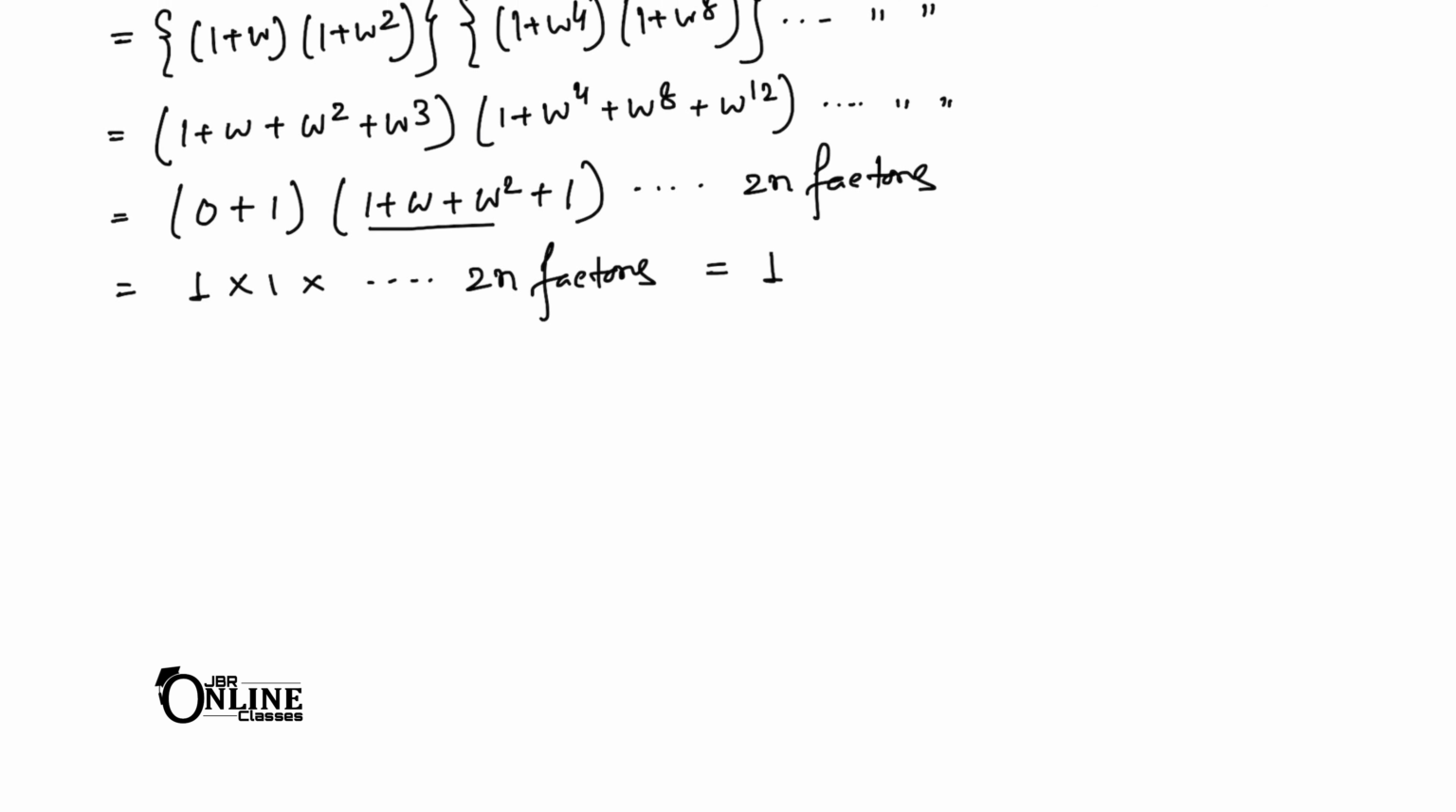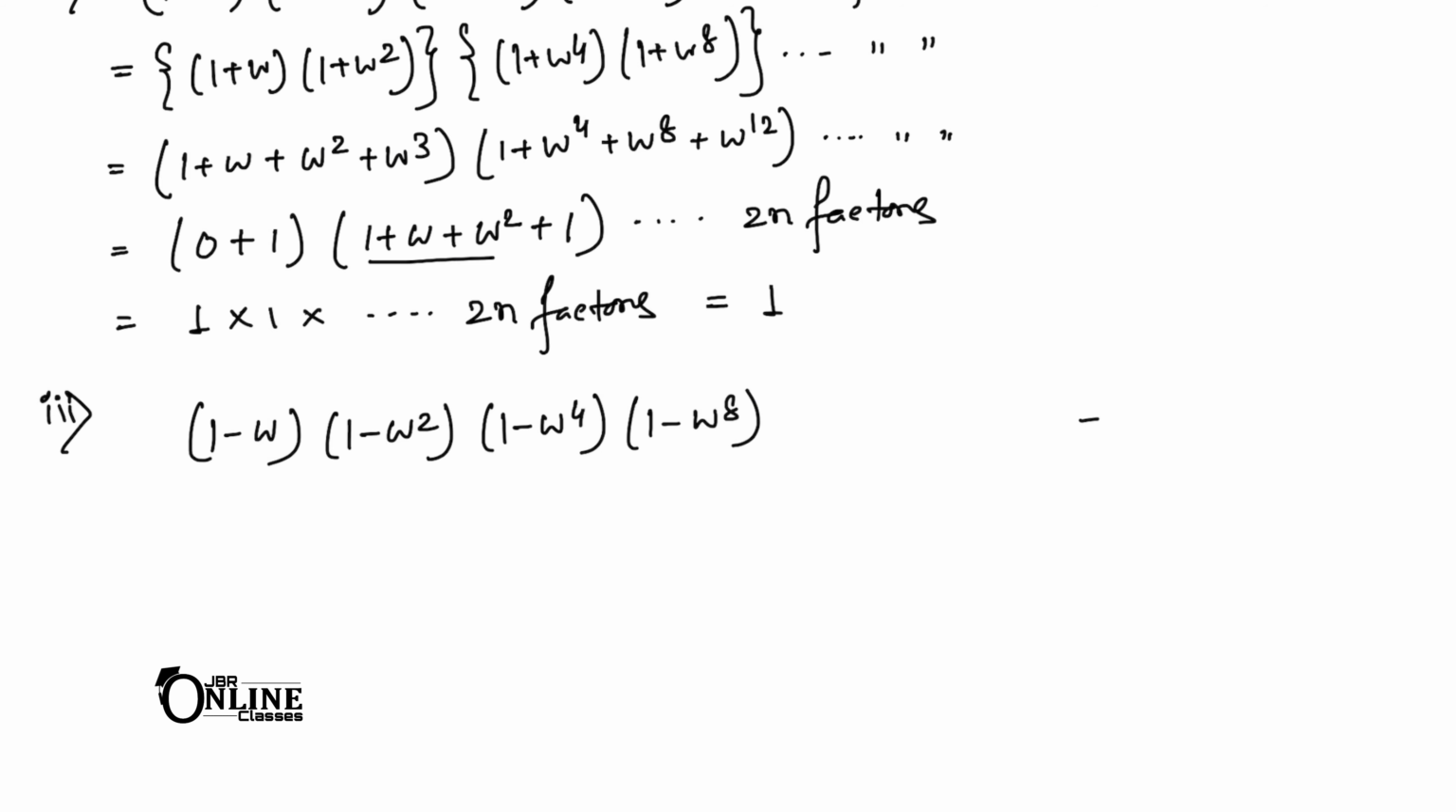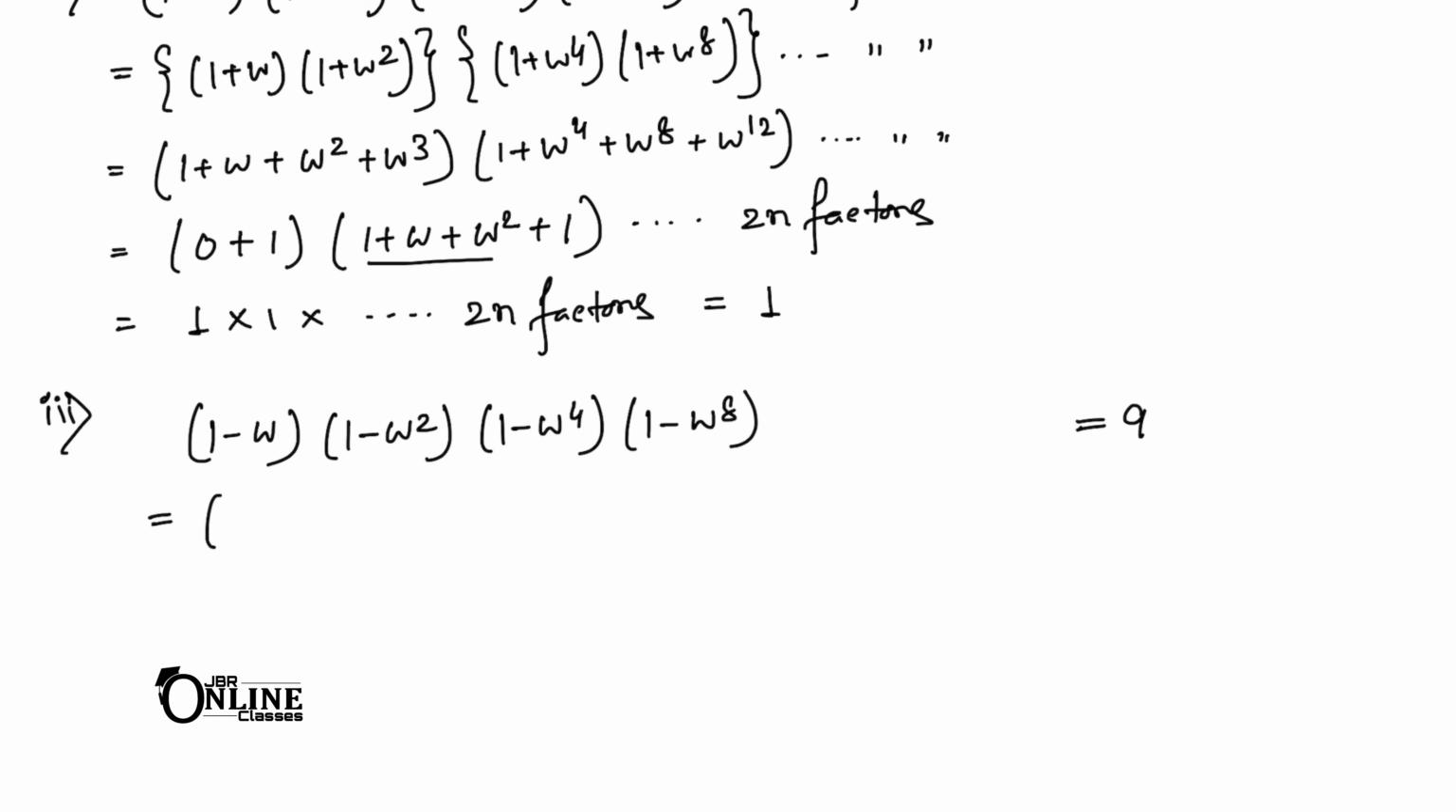Now next one, sum number 43. Okay, so here sum number 43. In sum number 43, write down 1 minus omega, after that 1 minus omega square, then 1 minus omega to the power 4, then 1 minus omega to the power 8, and that equal to, you have to show that 9. Okay, so as here 1 minus omega into 1 minus omega square, if you multiply these two, you will get here 1 minus omega square, then plus omega cube.